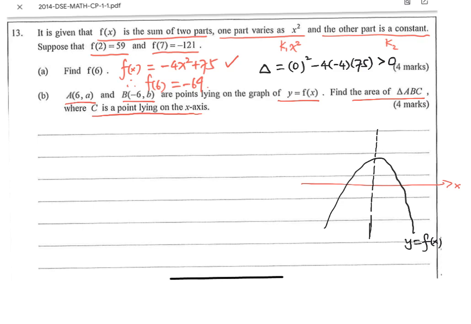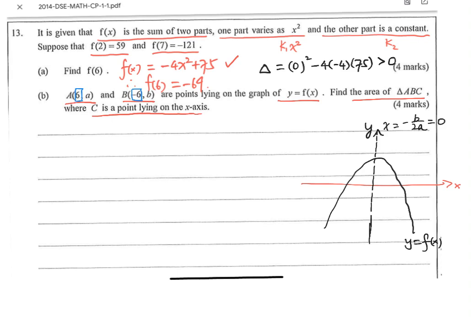So how to find this equation? We know that the axis of symmetry should be x equal to negative b over 2a. So b equal to 0, so this also equals 0. So x equal to 0 should be the y-axis. So it means that the parabola is symmetric about the y-axis. So when you have one point A, the x-coordinate is 6, and the point B, the x-coordinate is negative 6, so these 2 points must be symmetric.